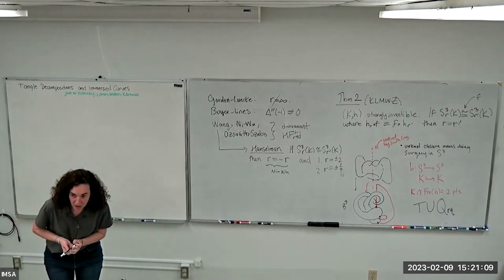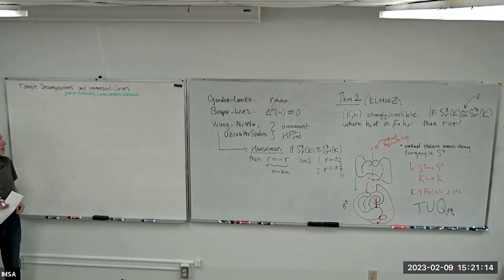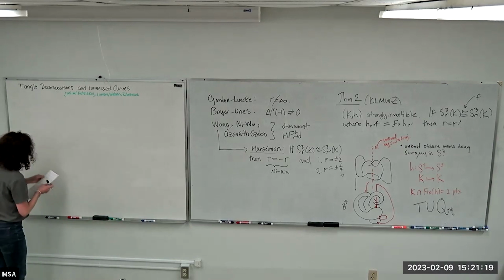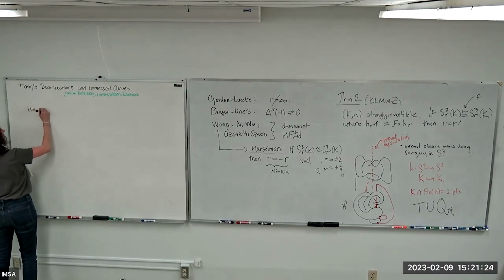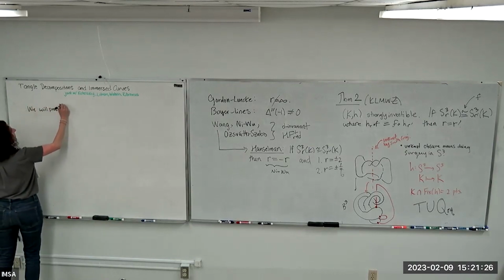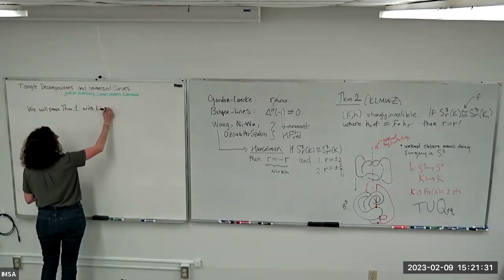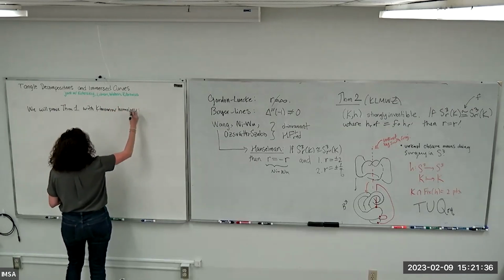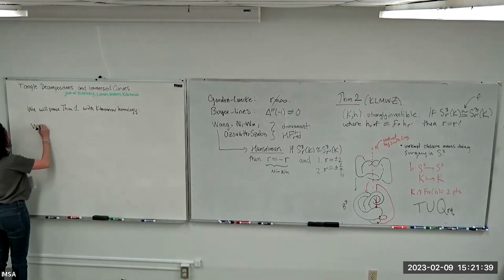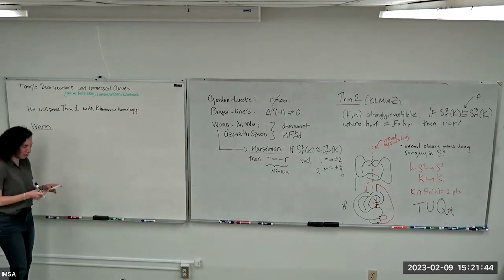Okay, so I want to recall something as a kind of mini version of the strategy. We will prove the first theorem with Khovanov homology, a version of Khovanov homology. But as a warm-up, I want to recall something that you can do with the Jones polynomial when you're calculating the Jones polynomial by hand.